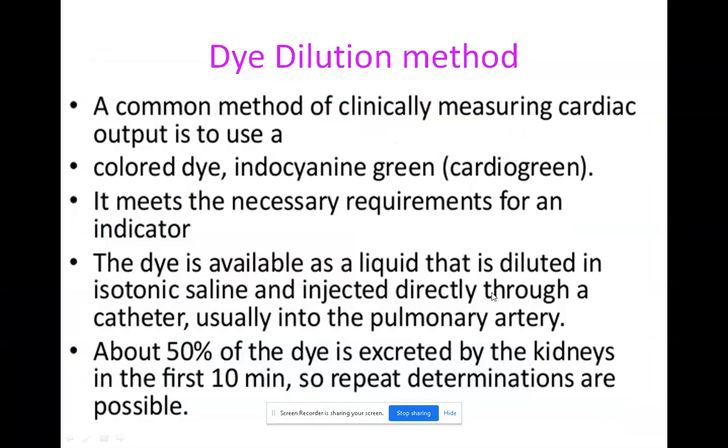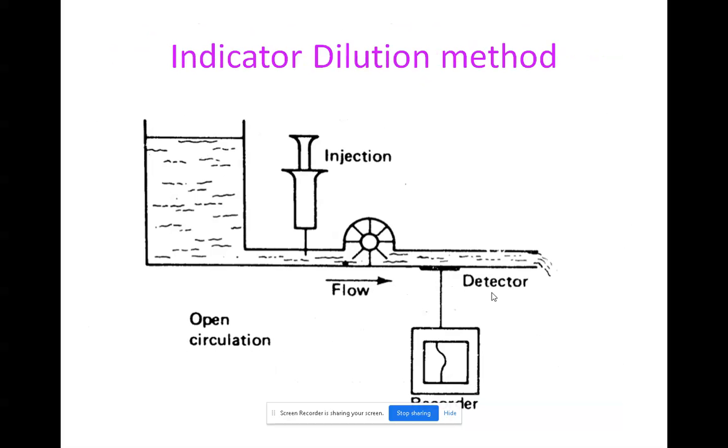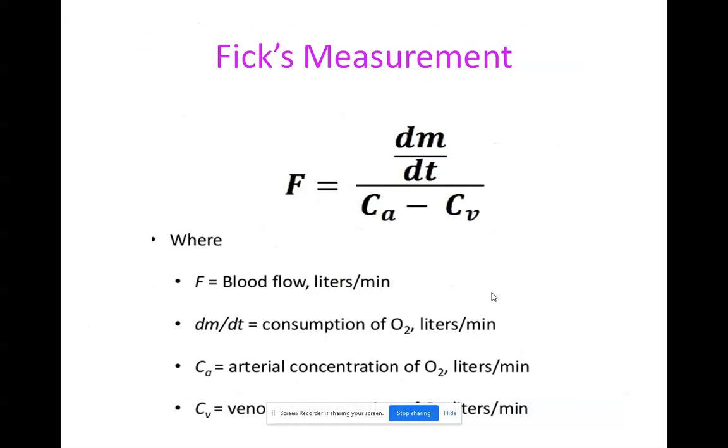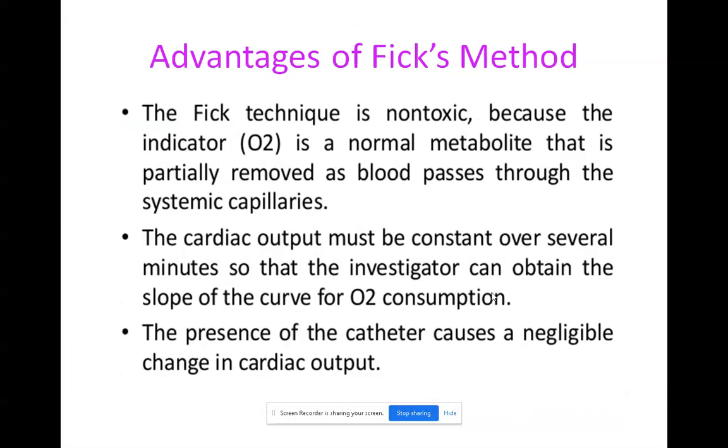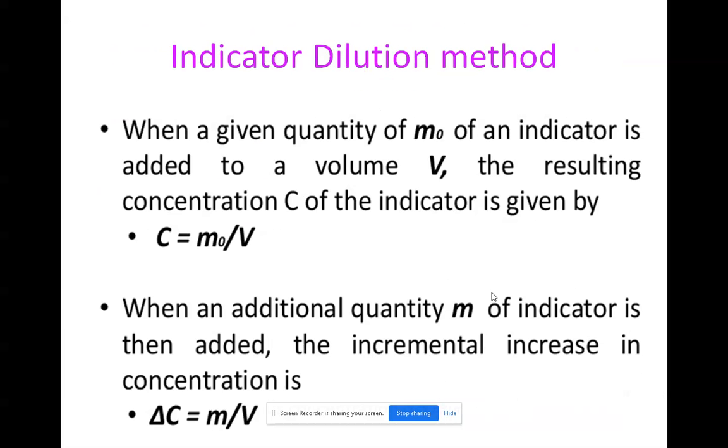So the next method of measuring the cardiac output is the dye dilution method. As I already said, you'll be having five types of methods for measuring the cardiac output: Fick method, dye dilution method, indicator dilution method, thermal dilution, and impedance change. From these five types, two we have already seen, that is the Fick method and the indicator dilution method. Next we are going to see the dye dilution method.